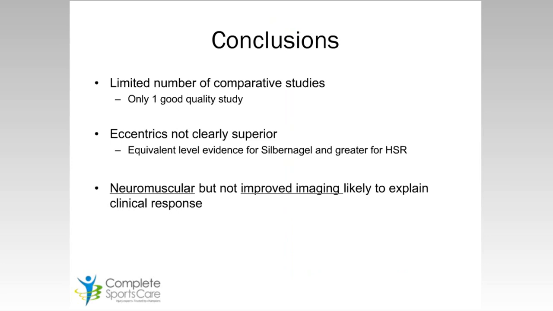And what we found is that eccentrics is not clearly superior. There's equivalent evidence for Silbernagel program in the Achilles, which is a concentric eccentric program, and greater evidence for the heavy slow resistance or HSR program in the patella, which is also a concentric eccentric program. So the take-home message is you don't need to necessarily do eccentric training with your Achilles and patella tendon patients to get good outcomes. We also found that neuromuscular outcomes like strength improved, but imaging did not improve.